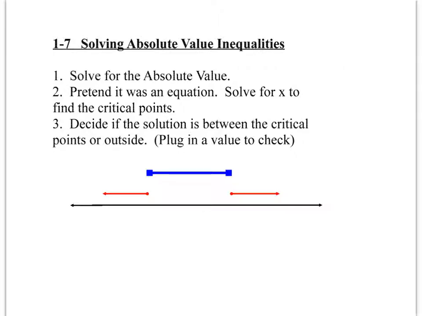Or we're going to get an answer in red here, where we're going to have two rays going away from each other with a missing section in between. It's like an or inequality.